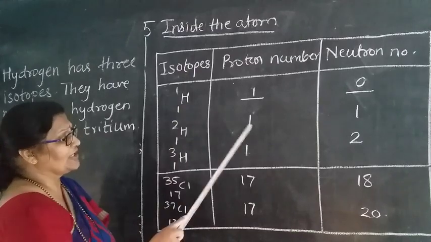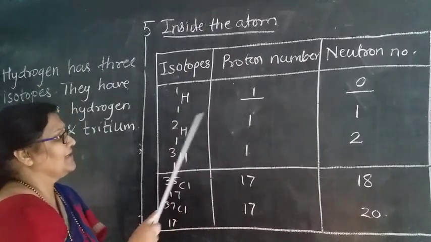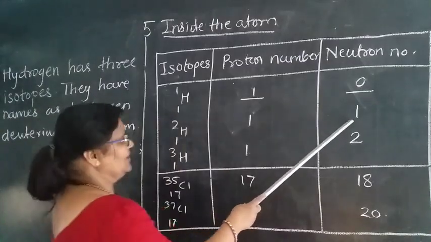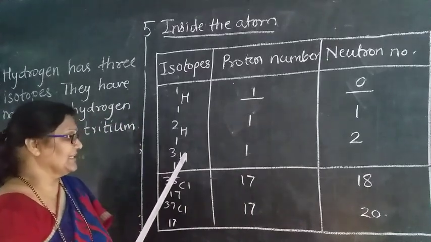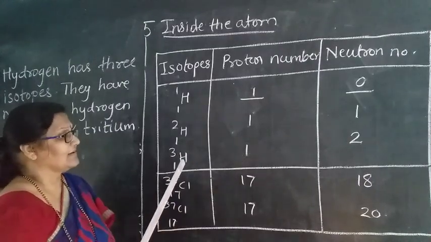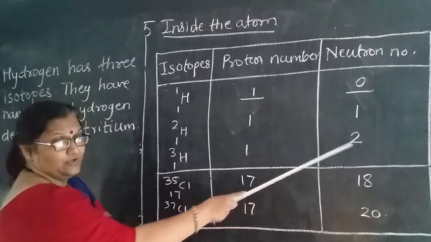Next comes H21, that is deuterium. It has proton number 1, and 2 minus 1 is the neutron number, that is 1. Similarly, that of tritium, it is 3H1. The proton number is 1 and the neutron number is 3 minus 1, that is 2.